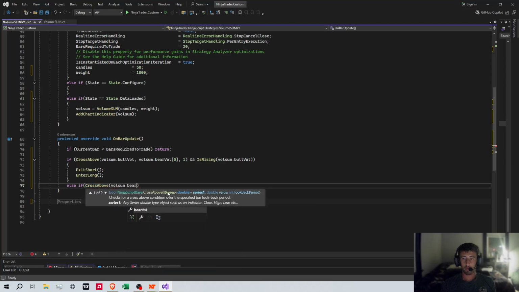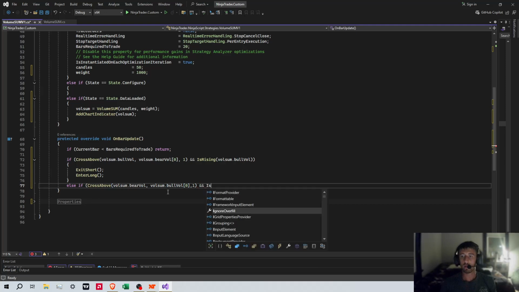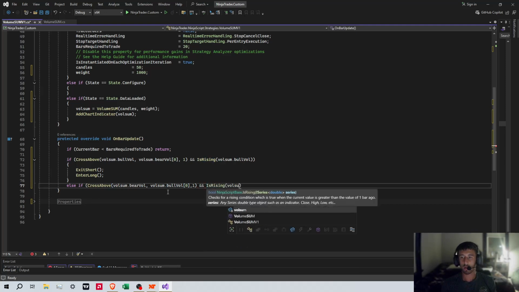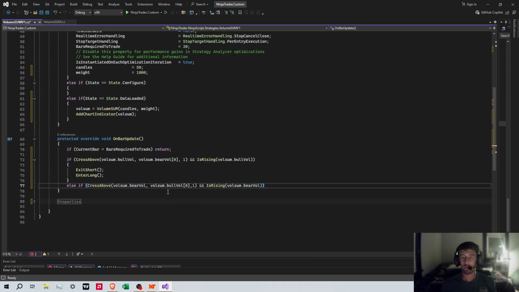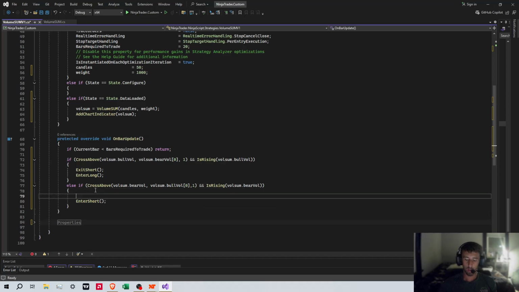Vol sum dot fair volume, vol sum dot full volume 0, 1, and is rising, fair volume. And we enter short and we exit long.